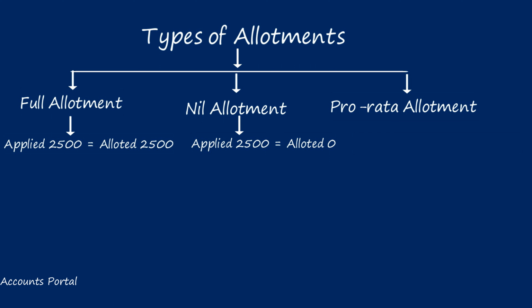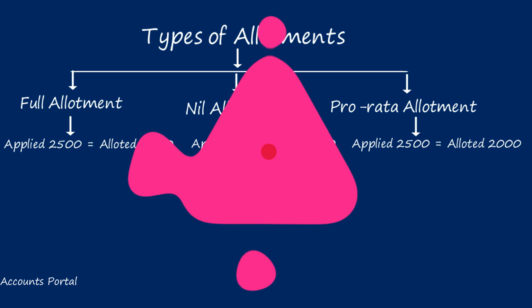Applied 2500 shares, allotted 2000 shares. Allotting shares lesser than applied shares is called pro rata allotment. In case of pro rata allotment, there is an excess money. That excess application money will not be refunded. Will not be refunded. Why, sir?